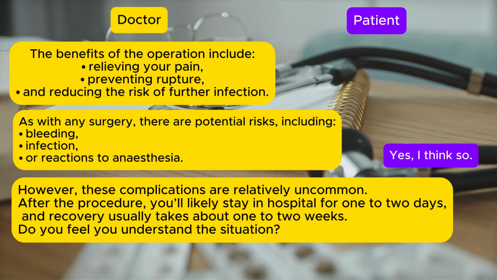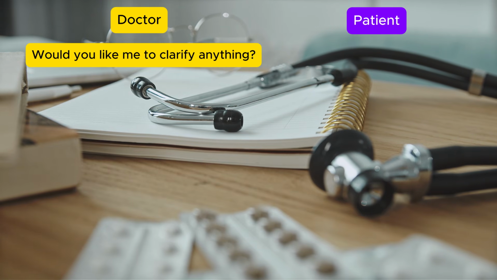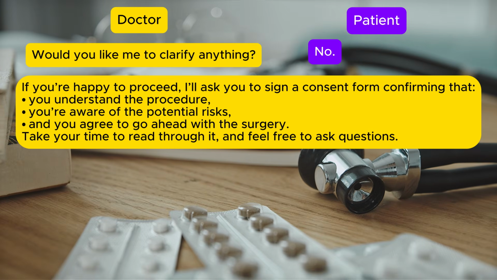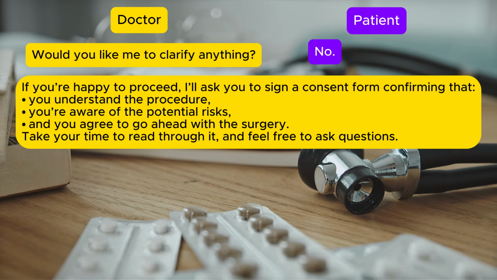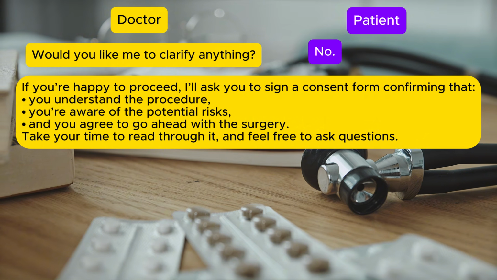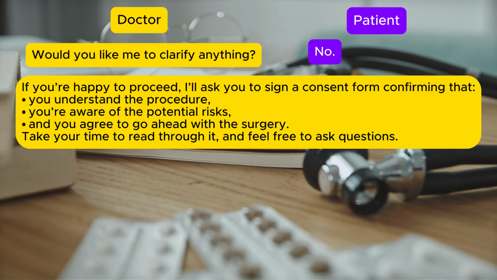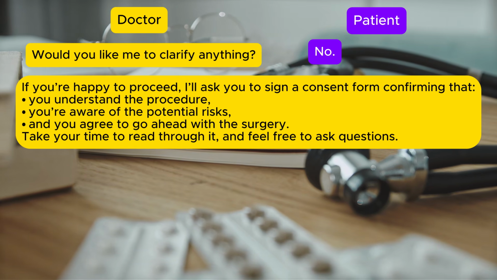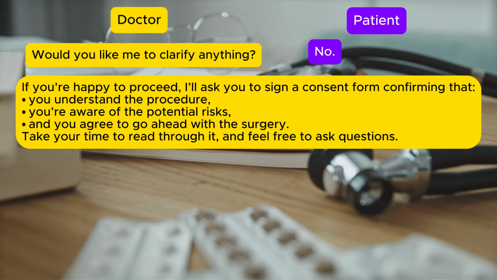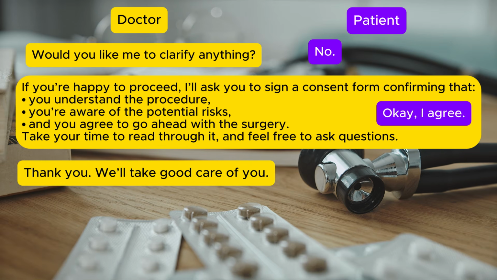Yes, I think so. Would you like me to clarify anything? No. If you're happy to proceed, I'll ask you to sign a consent form confirming that you understand the procedure, you're aware of the potential risks, and you agree to go ahead with the surgery. Take your time to read through it and feel free to ask questions. Okay, I agree. Thank you. We'll take good care of you.